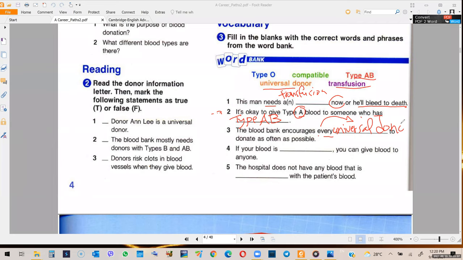Number four, if your blood is this, you can give blood to anyone. Yes, this is easy. So it's type O. Finally, the hospital doesn't have any blood that is compatible with the patient's blood. So it's compatible. Okay, so this is the end of the vocabulary.